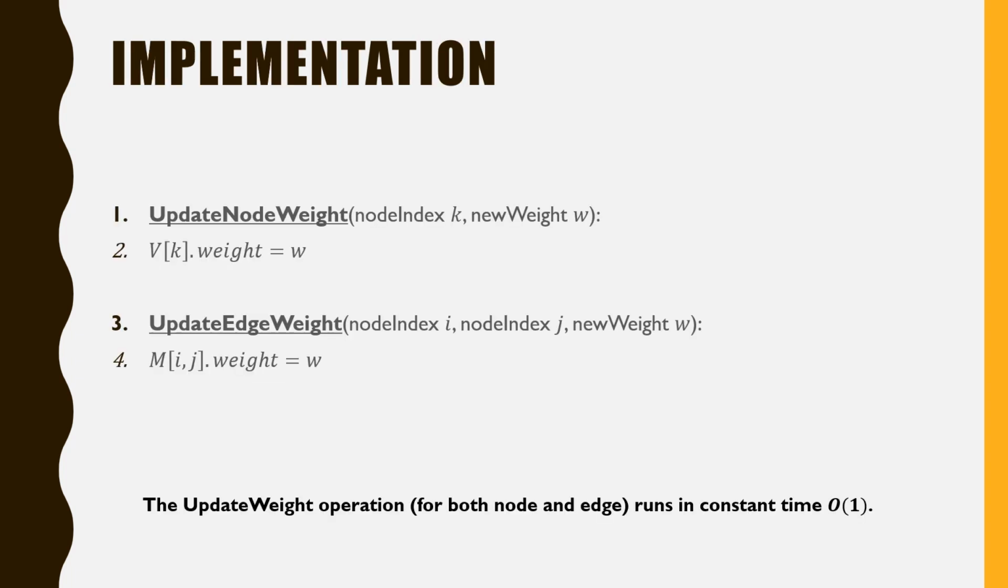Here are the pseudocode for the update node weight and update edge weight operations. The update node weight function takes the index of the node that needs to be modified and the new weight as input. It directly assigns the new weight to the corresponding entry Vi. The update edge weight function takes the source node index i, the target node index j, and the new weight w as input. It directly updates the weight of the edge stored in Mij.